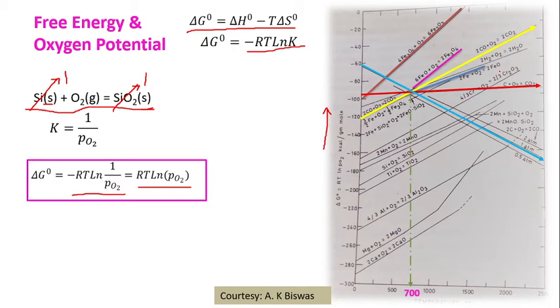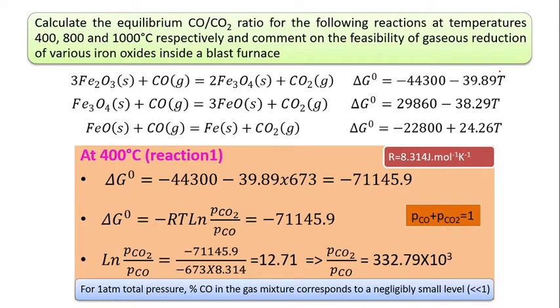Okay, let's solve a numerical so that it will be more clear. Calculate the equilibrium carbon monoxide to carbon dioxide ratio for the following reactions at temperatures 400, 800, 1000 degrees centigrade respectively, and comment on the feasibility of gaseous reduction of various iron oxides inside a blast furnace.